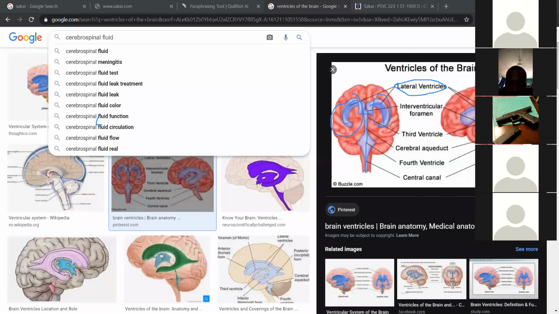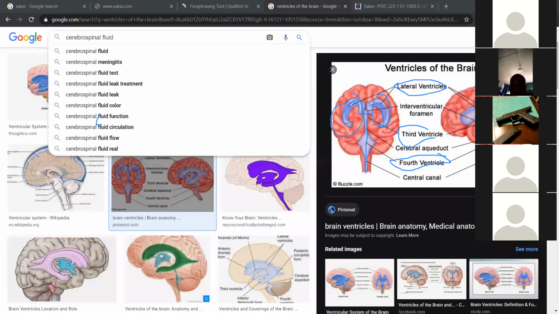Then the next ventricle you can find is the 3rd ventricle. And the last one is the 4th ventricle. So these are the 4 main types of ventricles: the left lateral ventricle, the right lateral ventricle, the 3rd ventricle, and the 4th ventricle.